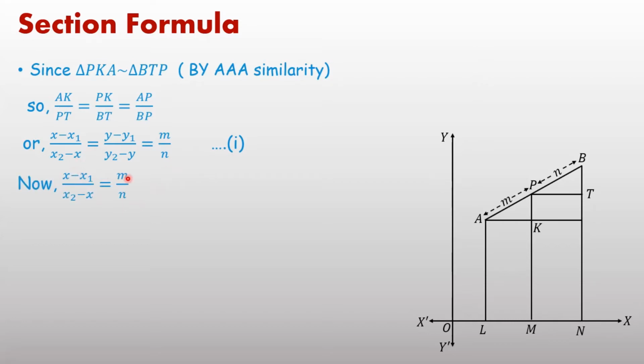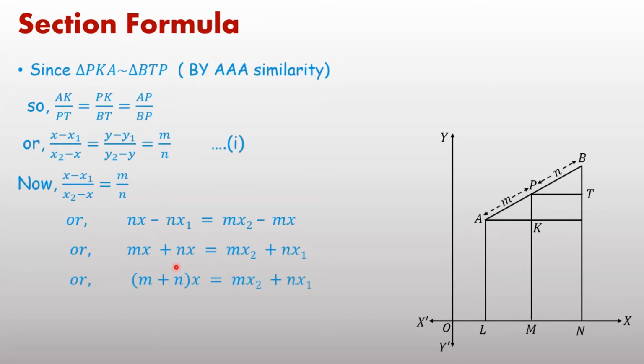Now taking first and third part means (X minus X1) upon (X2 minus X) equal to M upon N. Now cross multiply: NX minus NX1 equal to MX2 minus MX. MX transfer left side, MX plus NX equal to MX2 plus NX1. X common, (M plus N) into X equal to MX2 plus NX1, or X equal to (MX2 plus NX1) upon (M plus N). That is X coordinate of point P.